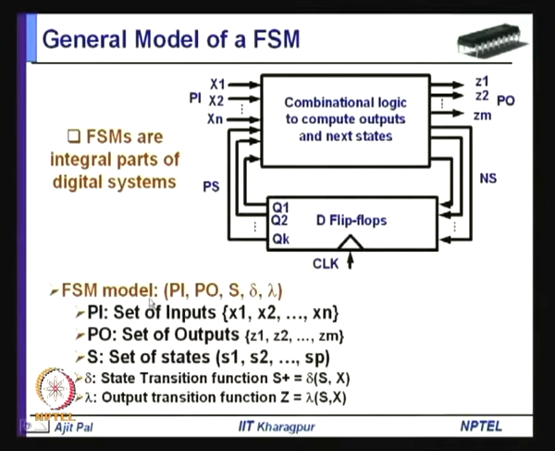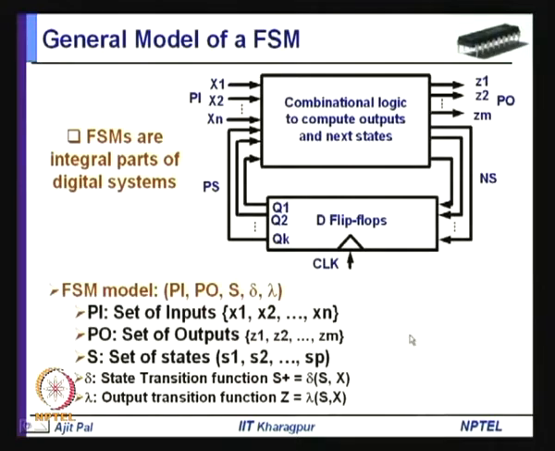A finite state machine consists of a set of inputs PI, the inputs are x1 to xn, then it has got a set of outputs z1 to zm, PO, and a set of states S, the set of states are S1, S2 up to Sp, and there are two transition functions. Delta is the state transition function, and as you can see, next state is dependent on the present state as well as the present primary input, and similarly output transition can also be a function of the present state and the present primary input.